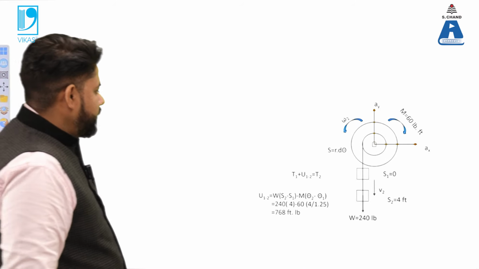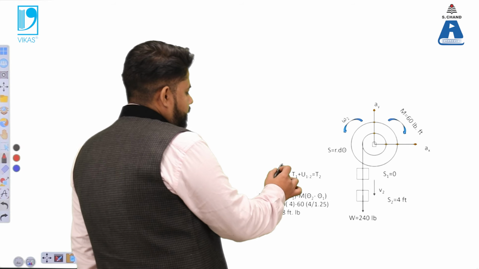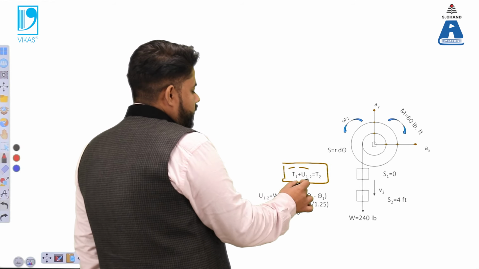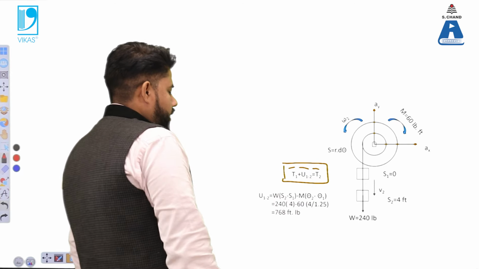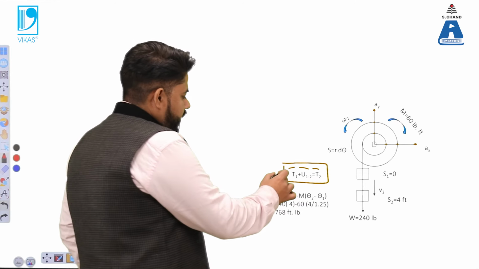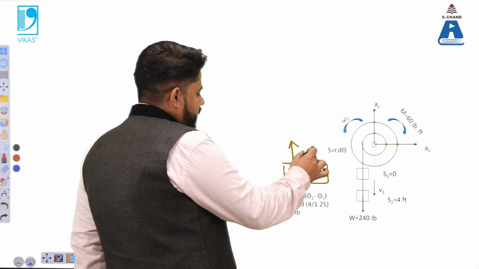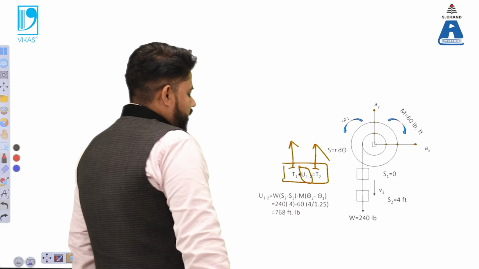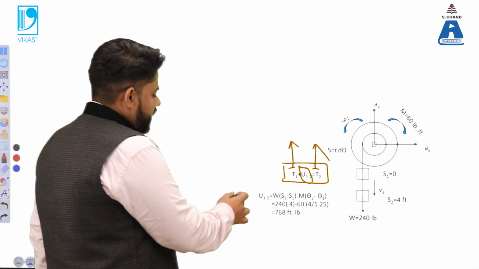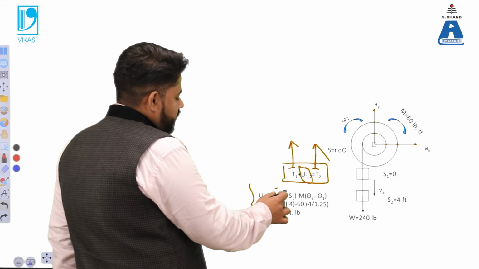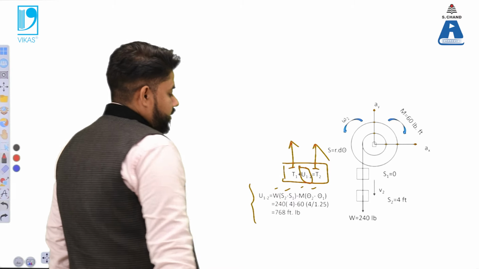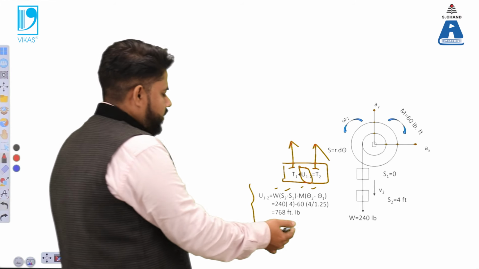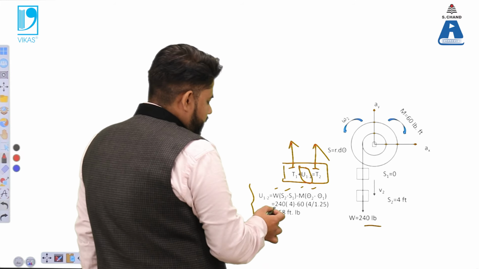Then we have this principle that I have already told you: T1 equals U12 plus T2. But here we have the value of T1, we have the value of T2, but we don't have this value, which is U12. For that we have to use an expression which is W into S minus M into theta. So what is this W? W indicates this weight. Weight is 240 pounds. So we can substitute that directly.